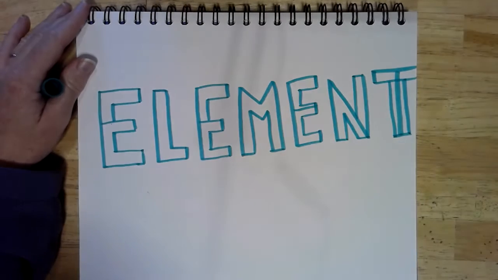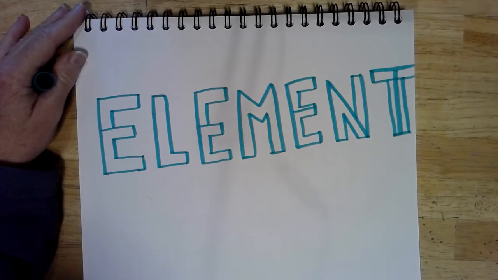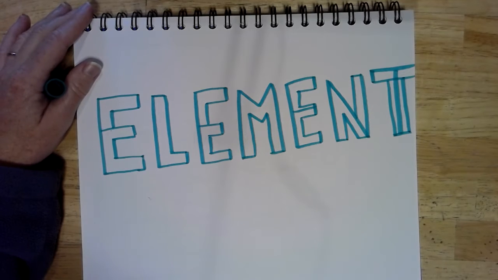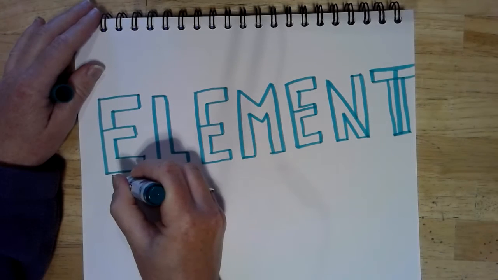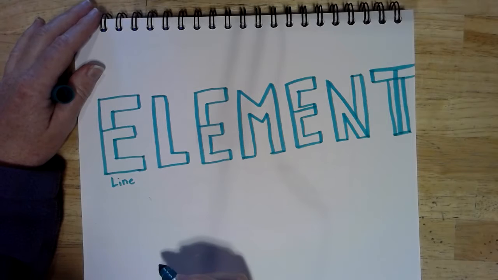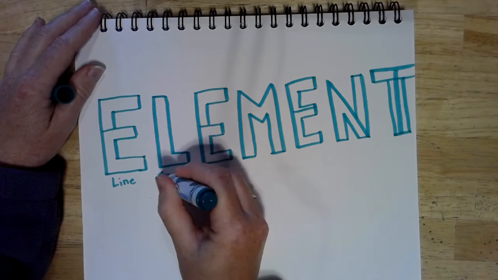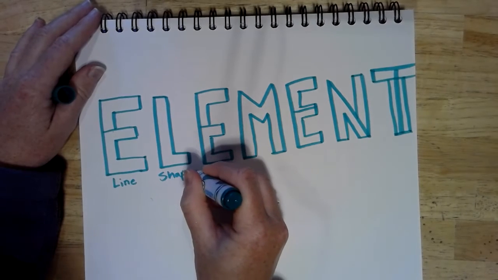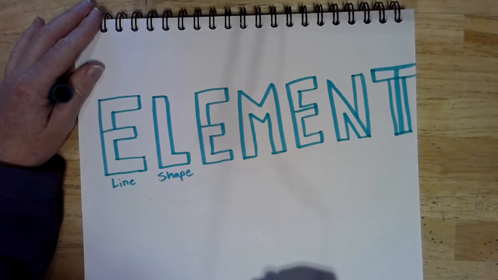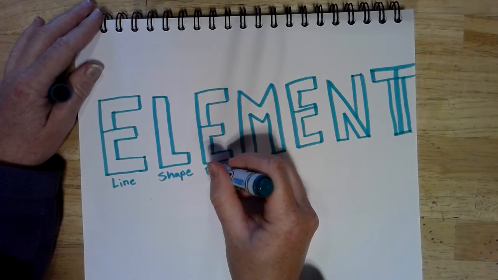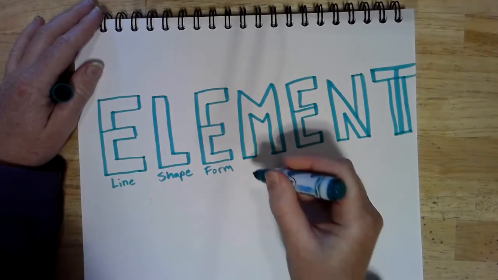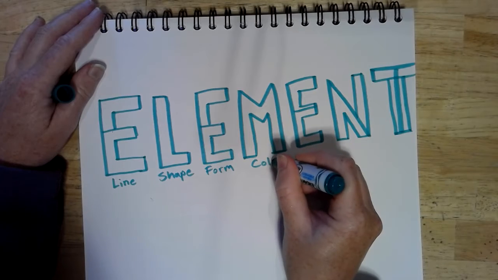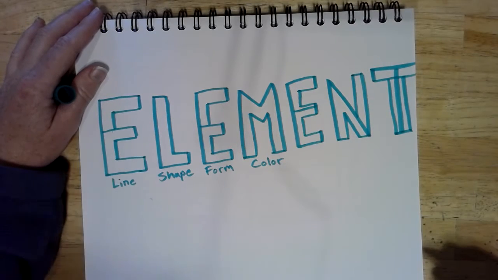All right, element. So underneath each of these letters, we are going to draw a different element of art, or at least write it out. First element is line. Second element, shape. Third element, form. Fourth, color. Even black and white count as color.